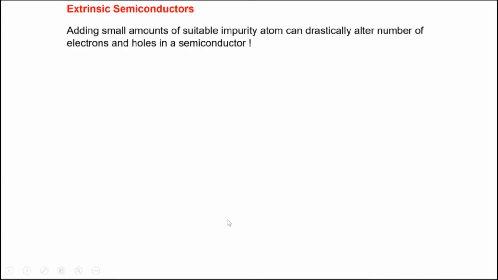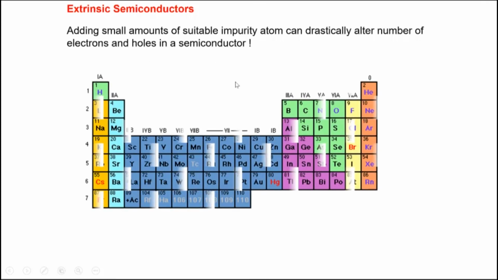So pure semiconductor is interesting. It has conductivity which varies with temperature, and you can make, for example, thermistors, temperature dependent resistors, out of them. You can make photoconductors. You can do interesting things with the pure intrinsic semiconductor. But most of the semiconductor devices, for example diodes and transistors, employ impurities. The impurity is used to alter the conductivity of the silicon. Adding small amounts of impurity can drastically alter the number of electrons and holes in a semiconductor.